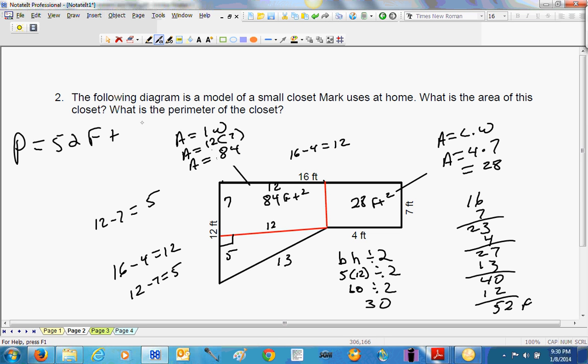Now all we got to do, let's go ahead and put the 30 feet square here, is add up 84, 28, and 30, and that's going to give us our area. So let's see what we got. We have 30, and 28 is 58, and then let's add that to 84. That's going to give me 142. So that gives me a combined area. So my combined area is going to equal 142 feet square.